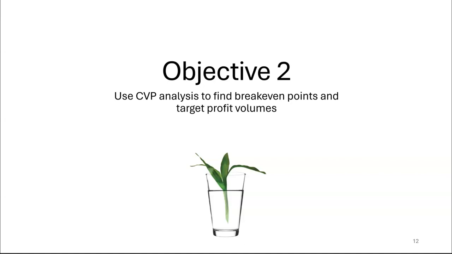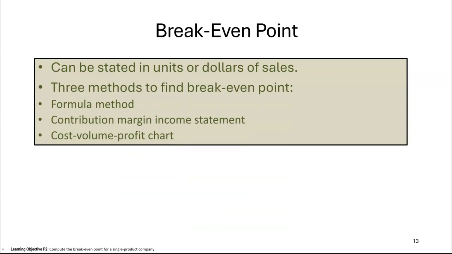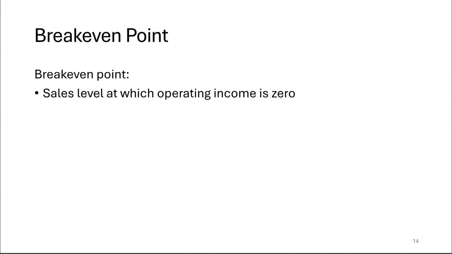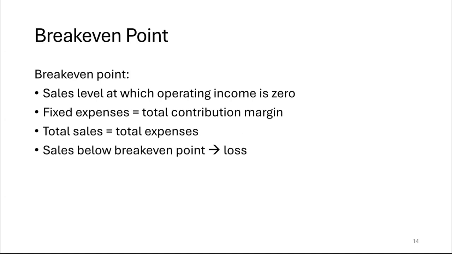Now, using the contribution method to analyze to find break-even. Targeted profits is break-even plus the profit you hope to achieve. So, again, break-even can be stated in units or dollars. There's three methods: the formula, the contribution margin income statement, and the cost volume profit chart. Break-even is the sales level at which operating income is zero. Fixed costs equal total contribution margin, or total sales equal total expenses. Sales below break-even, you're going to have a loss, and above, you're going to have a profit.